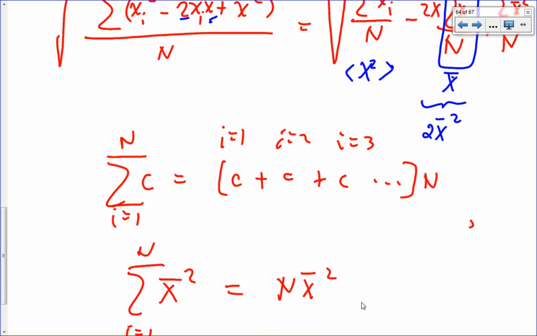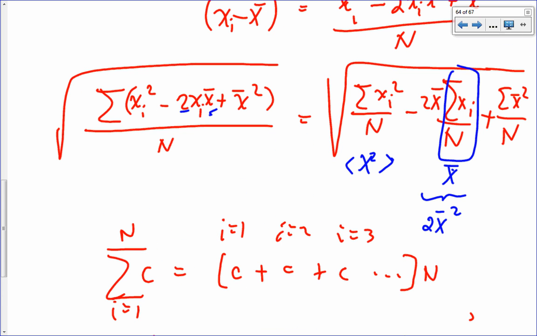Okay, so this expression right here, this is x bar squared times n divided by n. The summation on top is just n times x bar squared divided by n. So your n cancels out here. So what do you have left?